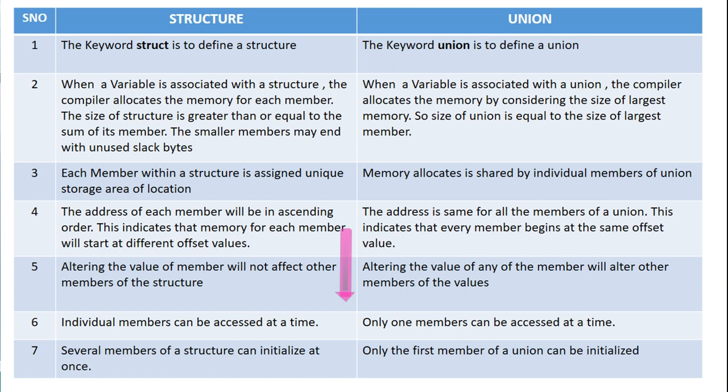You can try any program for union and you can see these differences in their memory storage. We have seen one program in the previous example where we stored the value 512 in variable i, and it is shared by the character array also. Several members of a structure can be initialized at once, but only the first member of a union can be initialized. So these are some differences between the union and structure.